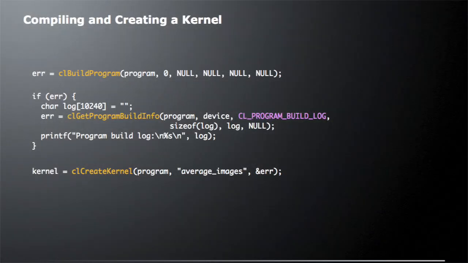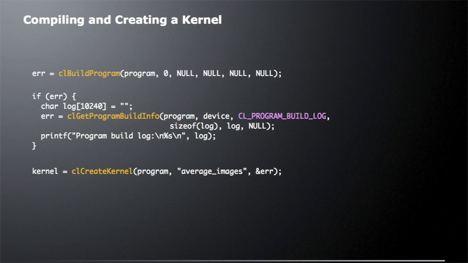Compiling and creating a kernel. Once we've taken that program object and built it, now we need to create a kernel. We're going to build a program as we did before, and again, we're passing in the program. In this case, we're just using all the default arguments, because for this simple example, that's all we need. And then we'll check for our error.